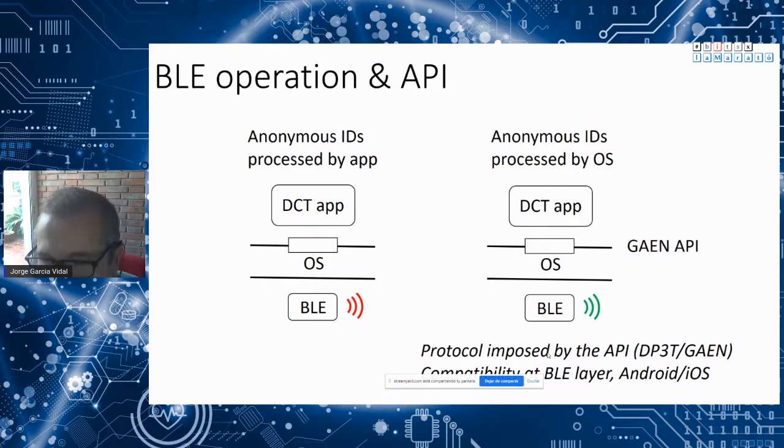This has the advantage of allowing compatibility at the Bluetooth Low Energy layer between Android and iOS, so you don't have those problems with iOS devices in background mode. So the development of the applications is way simpler. But the problem on the right is that you have to use the protocol imposed by this API. Google and Apple chose to use the protocol that I will explain later called DP3T. And so if you want to use the Google and Apple operation, you have to use DP3T in the version imposed by Google and Apple. And this has some very serious implications on the system performance.